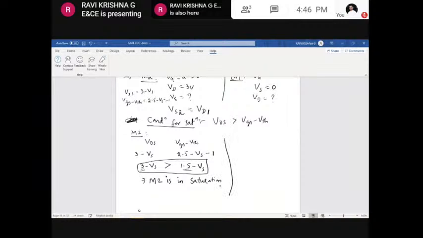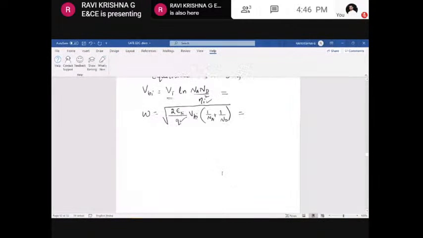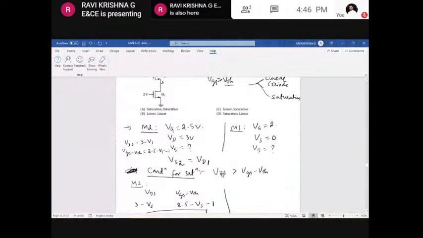Now consider, because it is given that both the transistors are identical. Wait for a minute.